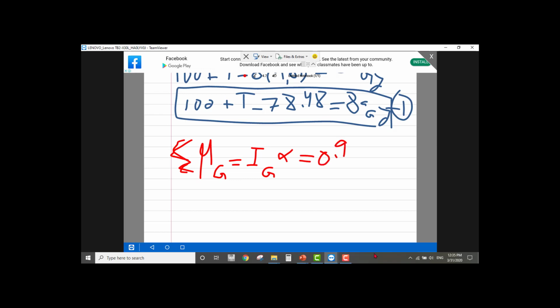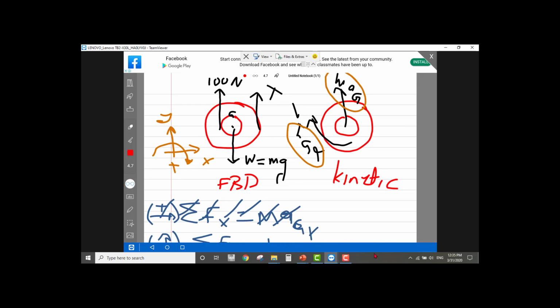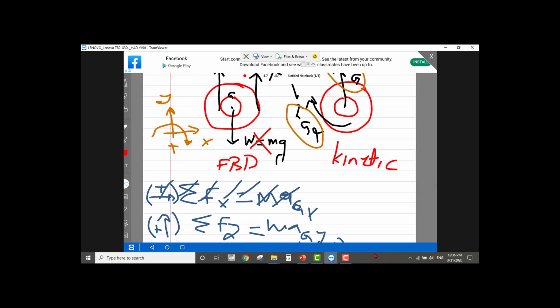This is 0.98, we calculated it in the PowerPoint, multiplied by alpha. Its sign is positive. Why positive? Because we assume that it will rotate in the same direction, positive clockwise. Regarding the forces, which force from the free-body diagram will create moment? Let's go back. By default the weight will cancel out because it passes through the centroid. Tension and normal force will do moment.